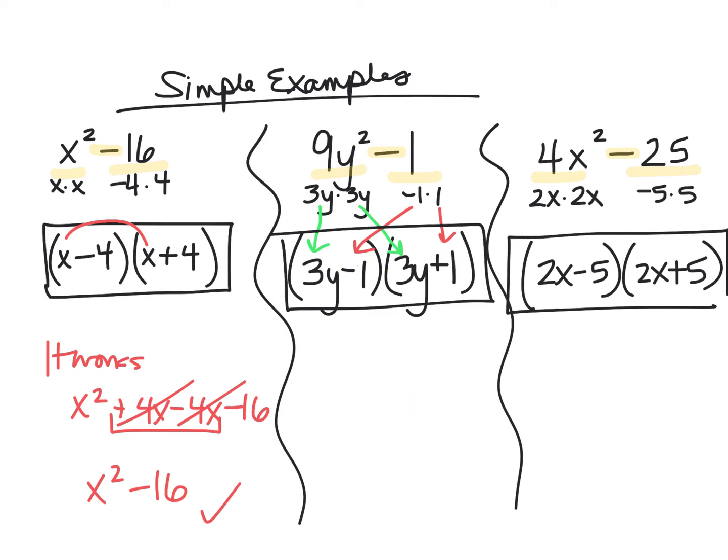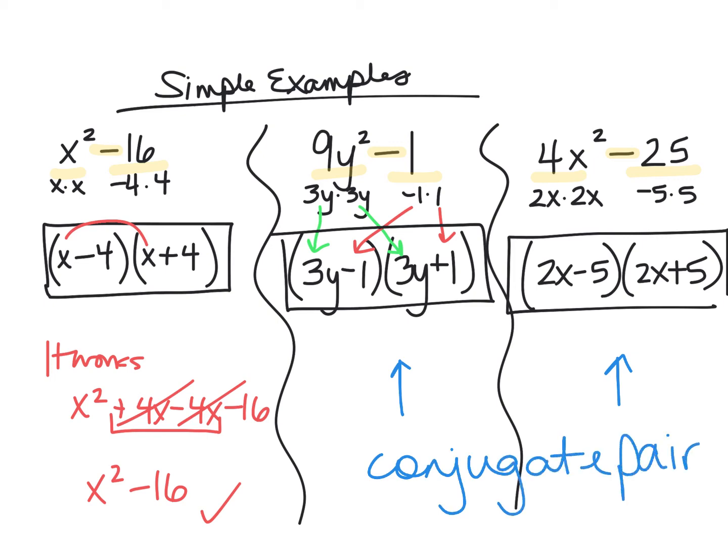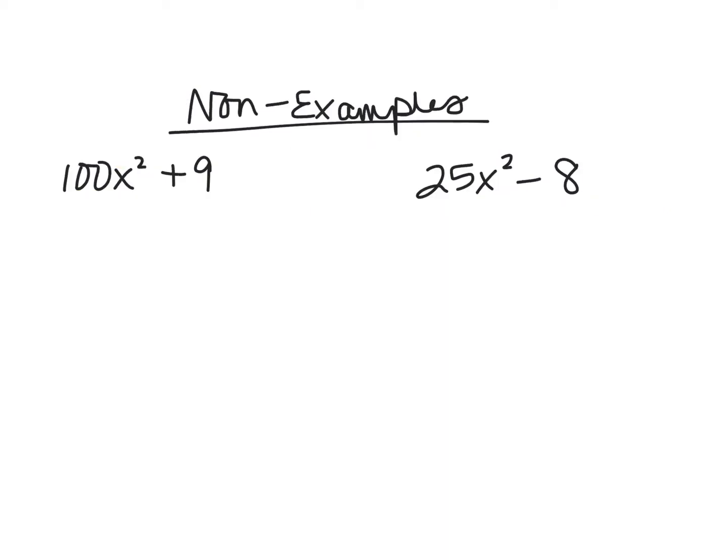The other thing that I want you to note is all of these are called conjugate pairs. A conjugate pair is when you have factors that look pretty much exactly the same, except one of them is plus and one of them has a minus in the middle. Okay? And you will always get conjugate pairs with difference of squares. All right, let's look at some more examples.